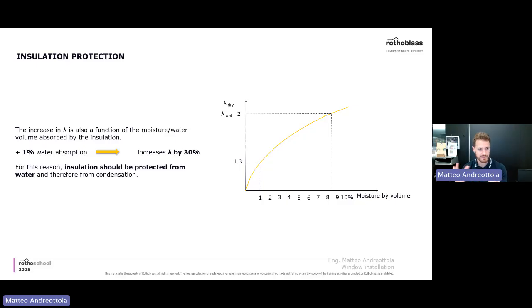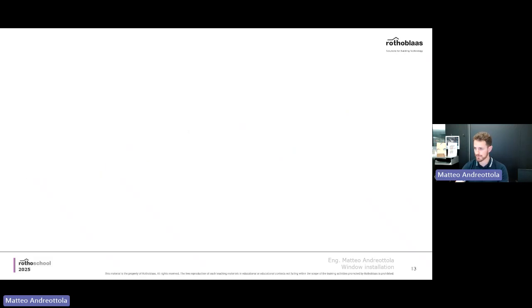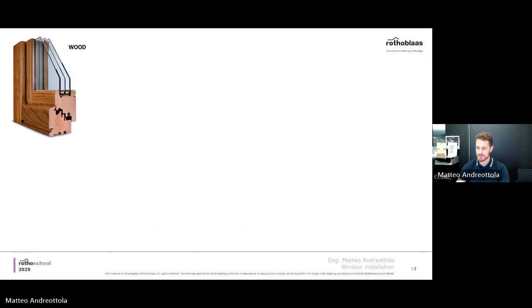And this is because insulation works because it has a lot of air gaps in between. Therefore, if you're replacing those air gaps with water, you end up losing a lot of your potential. So finally, last but not least, let's go to the windows.